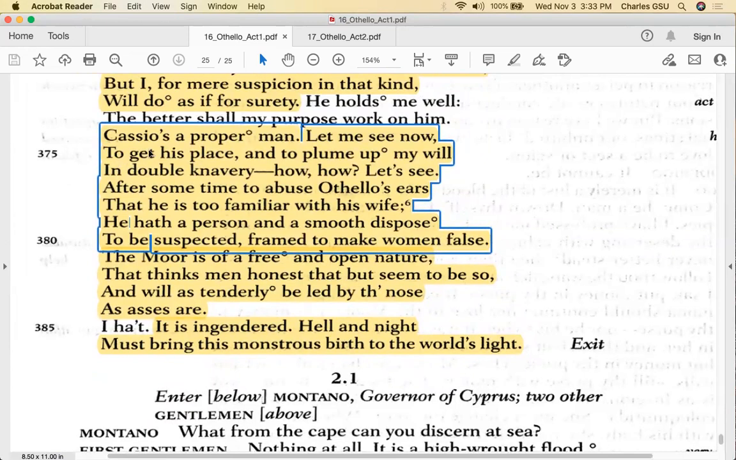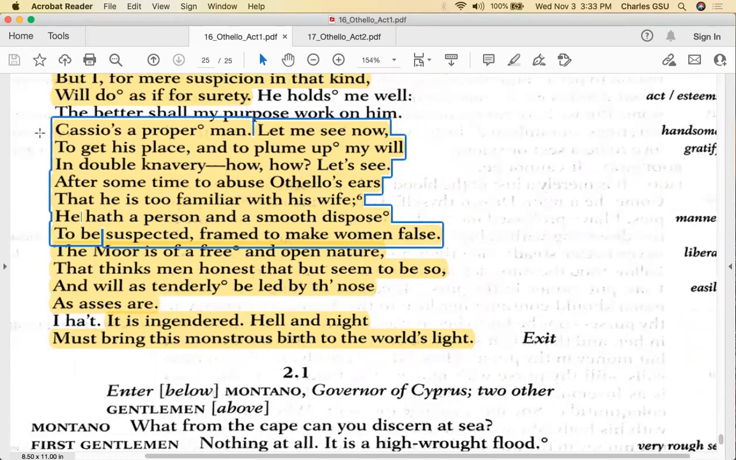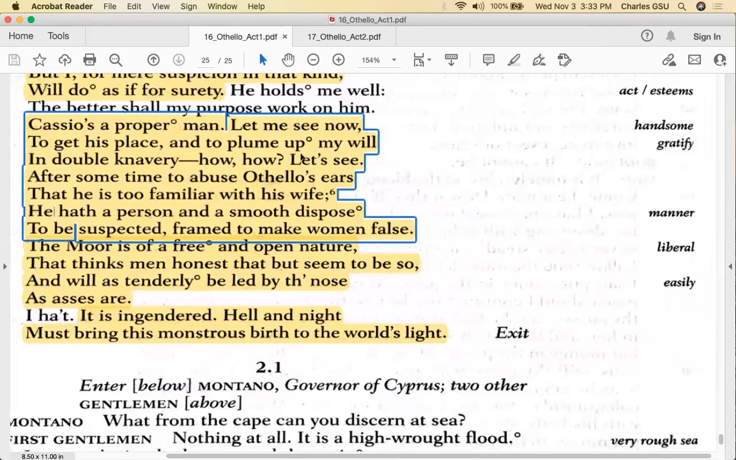It says Cassio is a proper man. Proper here glossed as handsome, and he is. Cassio is, by all accounts, a kind of ladies' man. He's got good manners and etiquette, and he's good looking. Cassio is a proper man. Let me see now, to get his place, meaning his position as lieutenant, and to plume up or gratify my will in double knavery. So knavery is trickery, it's deceit, but here it's double knavery, meaning on the one hand, I will bring down Othello, but on the other hand, also bring down Cassio as well.